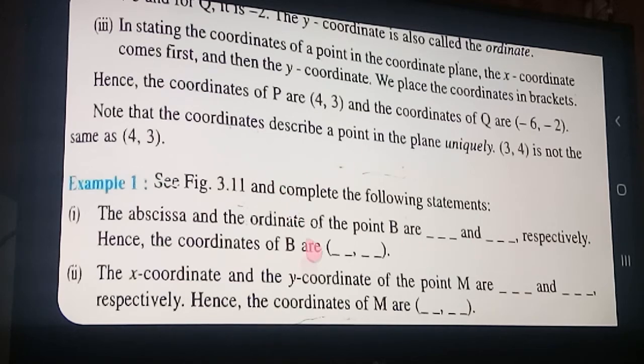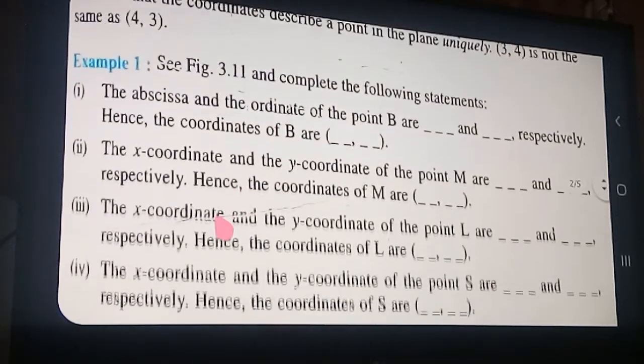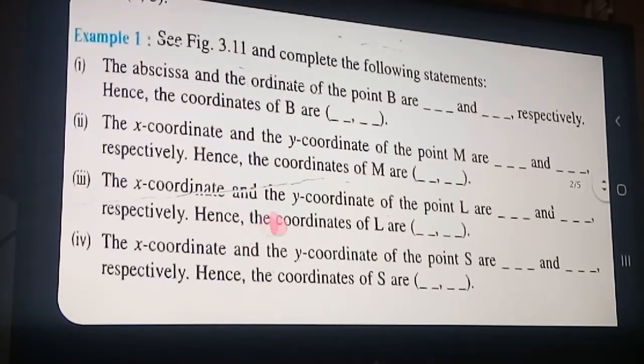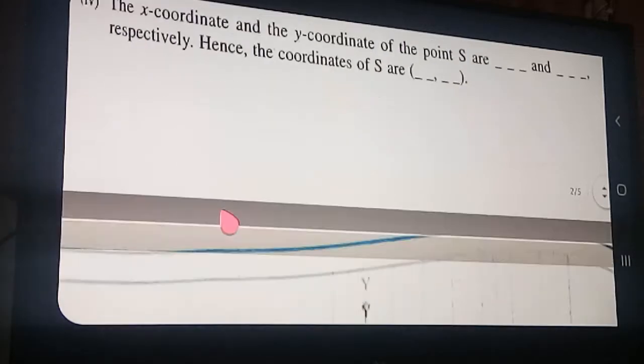There are many example questions. Here, what are the abscissa and the ordinate of the point B, and what are the coordinates of B? Then the x-coordinate and y-coordinate of the point M, and therefore the coordinates of M. These are the questions. How can we answer these questions? Only by seeing the diagram. So we can go to the diagram directly.